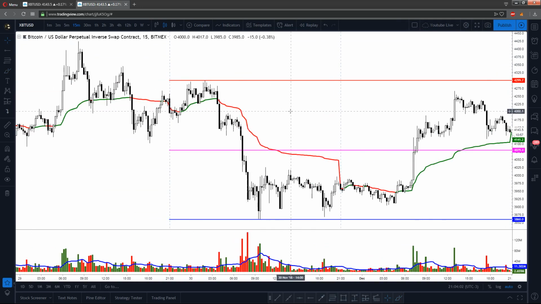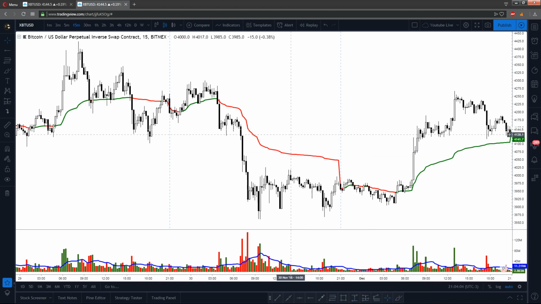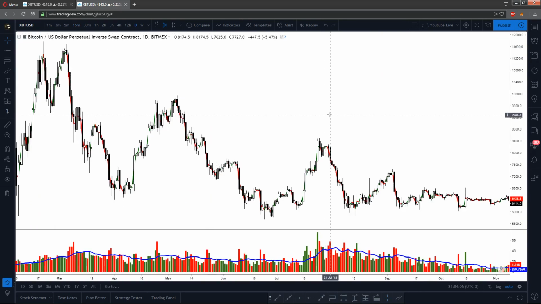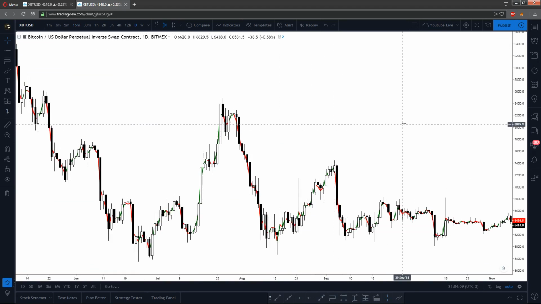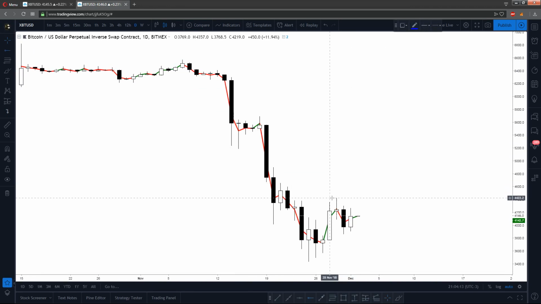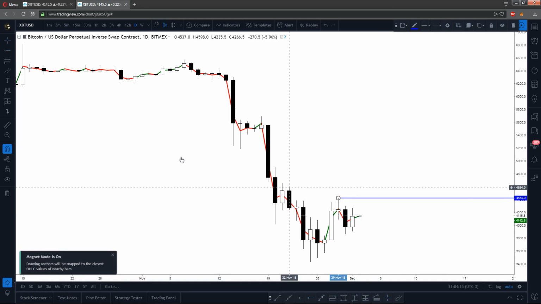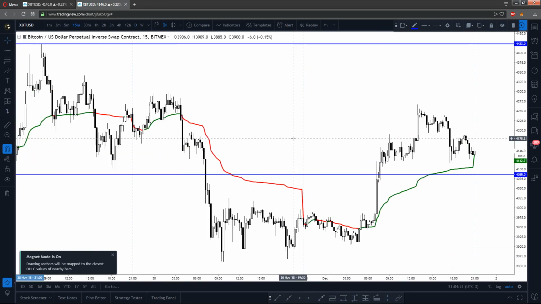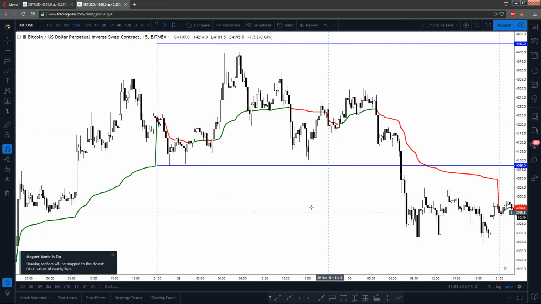Your bearish setup, let me grab the levels. You grab your high of day. You grab your low. You go to a smaller time frame. You grab your equilibrium.